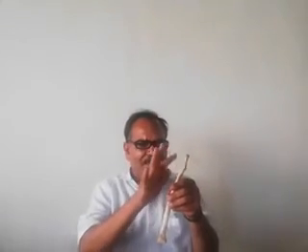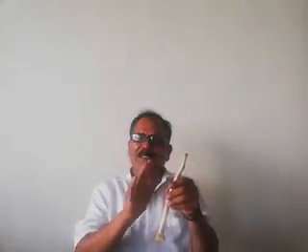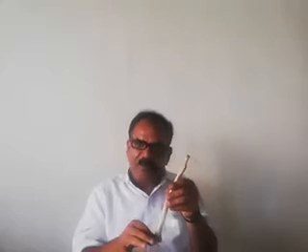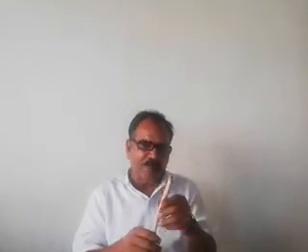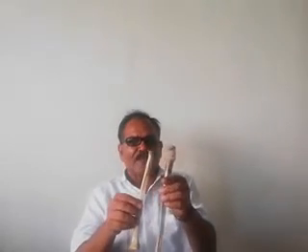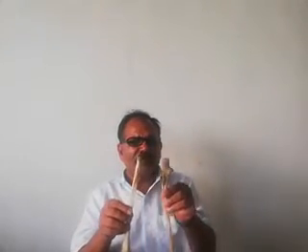So radial head subluxation, then Colles fracture, Smith's fracture, then radio-ulnar diastasis. See what happens in the fracture of the radius and ulna.